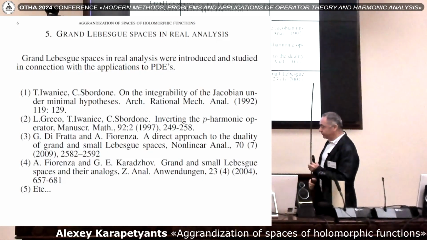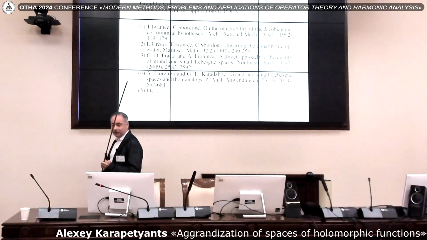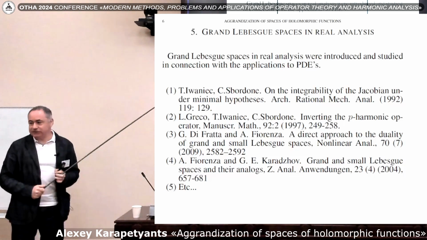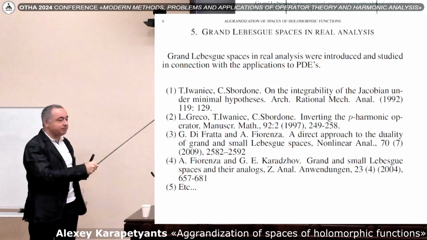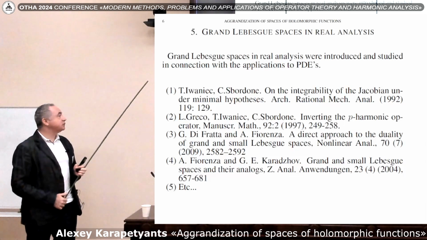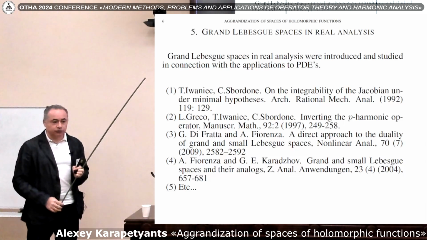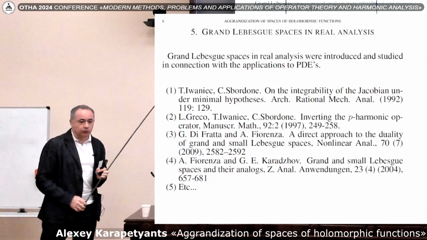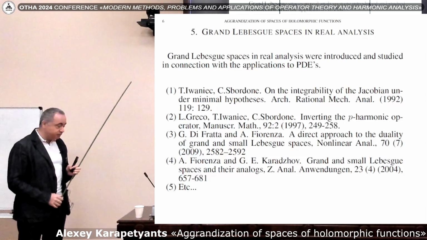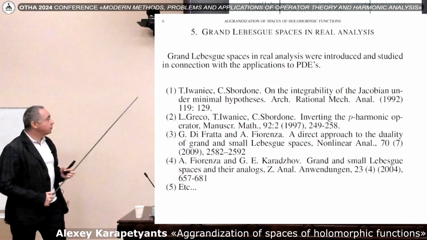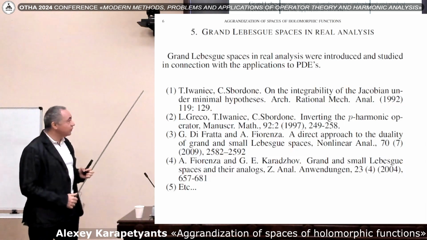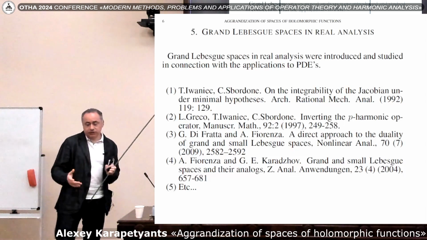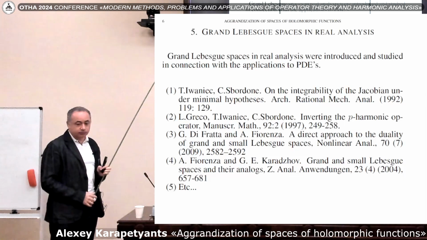Now, that's what people usually start with: references. I don't list all references for Grand spaces, I just listed a few first papers. When people speak about Grand spaces, they usually refer to Iwaniec and Sbordone. People say these are the guys who invented Grand spaces, along with the names Greco, Di Fratta, Fiorenza, Karadzhov. You usually see these names in the literature when you look up Grand Lebesgue spaces on the internet.